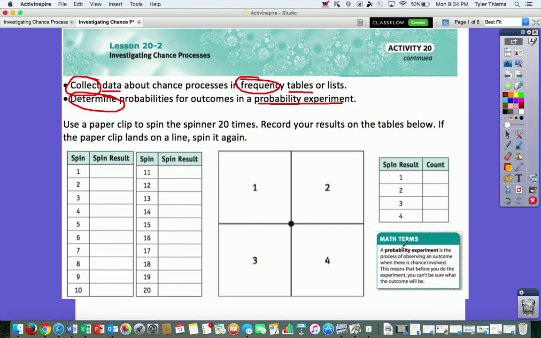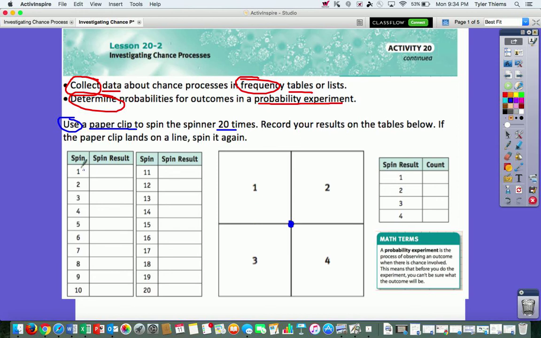So real quick, let's do this. Let's take a look at this first example here. It says use a paperclip to spin the spinner 20 times. So if you don't have a paperclip, get a paperclip, and we're going to spin this spinner 20 times. So what you're going to do is you're going to put your pencil right here on this dot. Your paperclip is going to be on, and you're going to flick the paperclip with your finger and spin it around until it lands. If it lands on a line, just go ahead and spin it again.